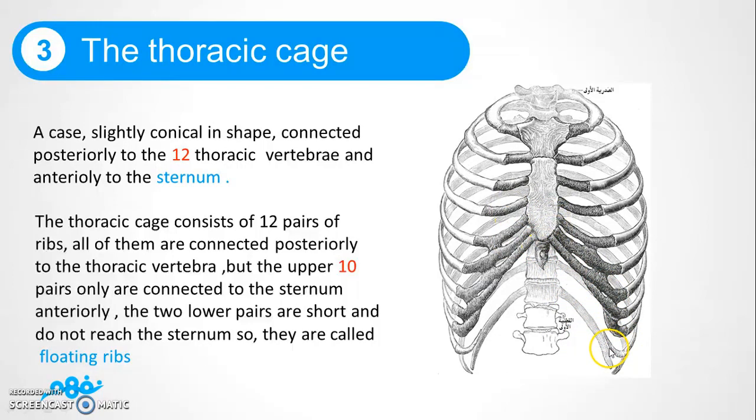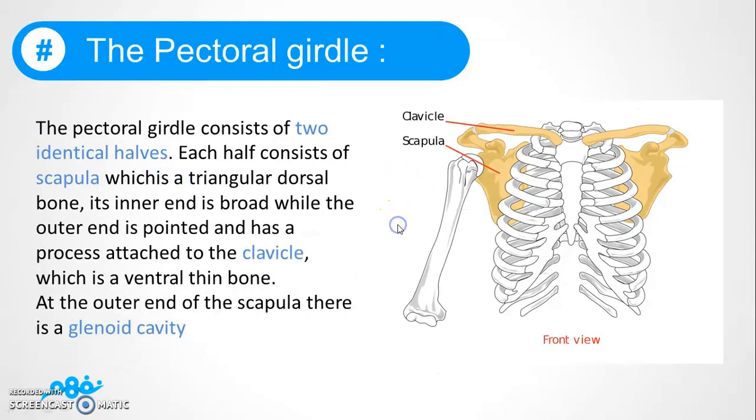And these 2 pairs are called the floating ribs. Why are they called floating ribs? Because these 2 lower pairs are so short and don't reach the sternum. That's all about the thoracic cage. It's so important. Who's next?